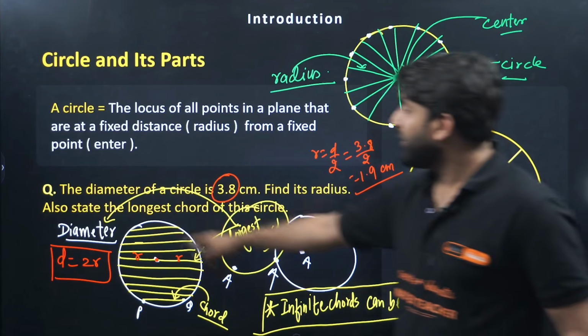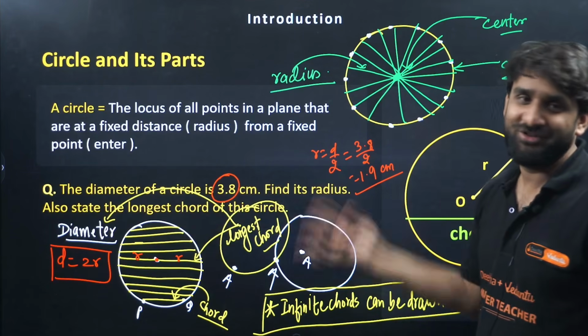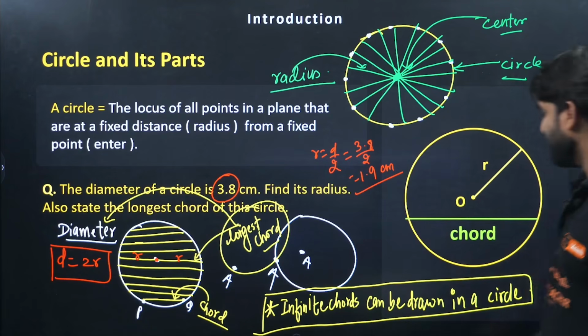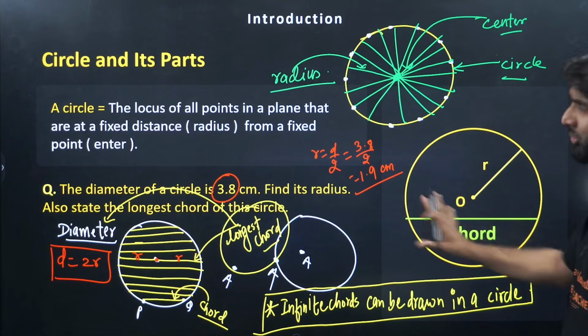Right? Also state the longest chord of the circle. We know the longest chord of the circle is basically the diameter. So this is the chord here, this is the radius. So I hope this is clear to you, everyone.